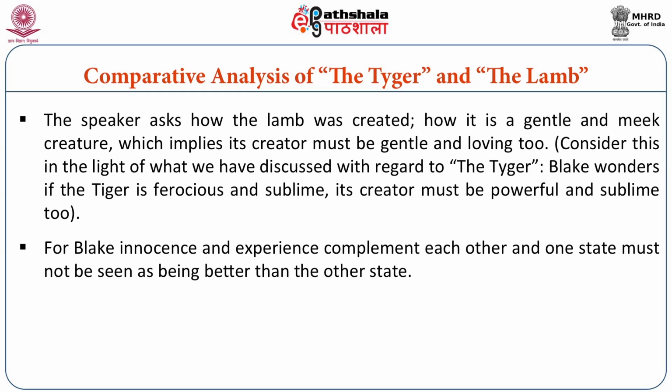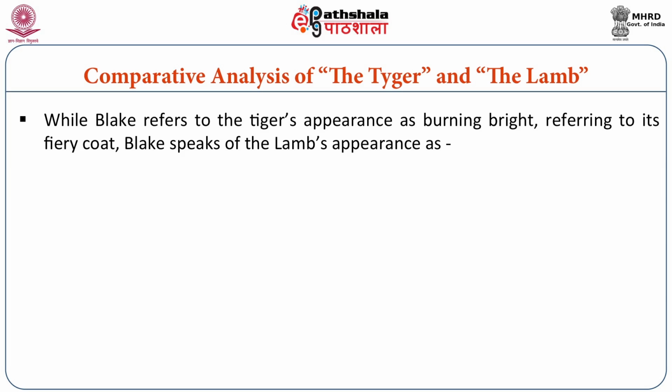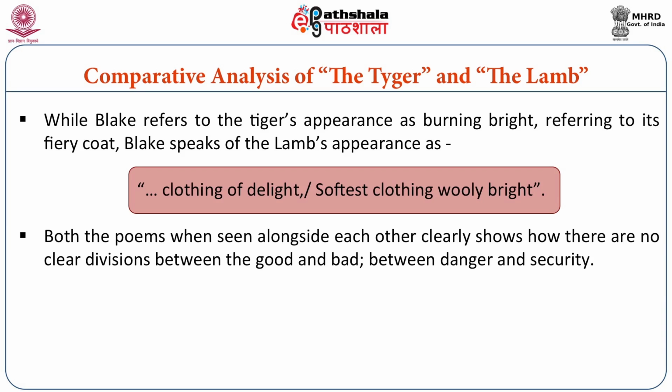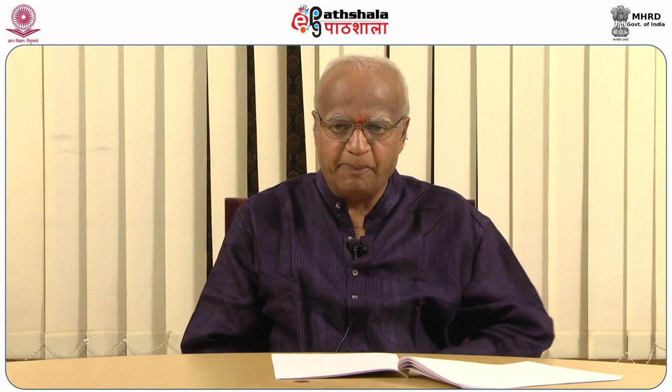For Blake, innocence and experience complement each other, and one state must not be seen as being better than the other state. While Blake refers to the tiger's appearance as burning bright, referring to its fiery coat, Blake speaks of the lamb's appearance as clothing of delight, softest clothing, woolly bright. Both the poems, when seen alongside each other, clearly show how there are no clear divisions between the good and the bad, between danger and security. The opposites are reconciled in Blake's poetry.